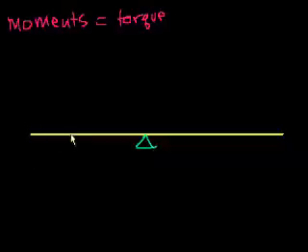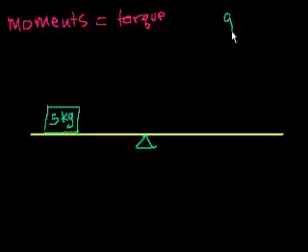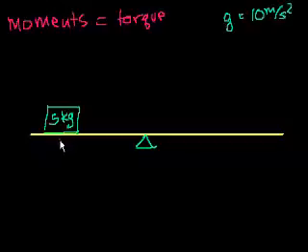So if I have, let's do it with masses, because I think that helps explain a lot of things and makes the seesaw example a little bit more tangible. Let's say I have a 5 kilogram mass here, and let's just say that gravity is 10 meters per second squared. So what is the downward force here? It's going to be the mass times the acceleration, so it's going to be 50 newtons.